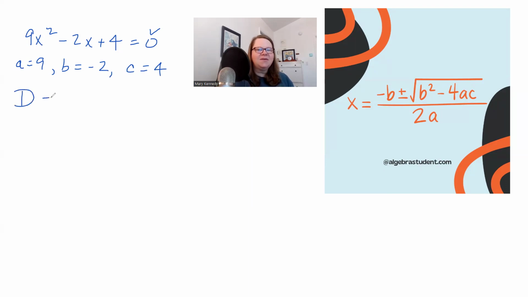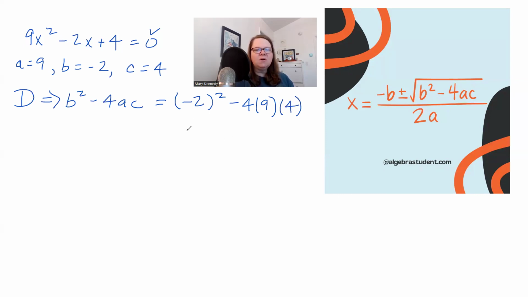The discriminant is our next step, and the discriminant is the part underneath the radical. And so that is B squared minus 4AC. So let's see what we get when we plug in. We have B is -2, so -2 squared minus 4 times A is 9 times C is 4.